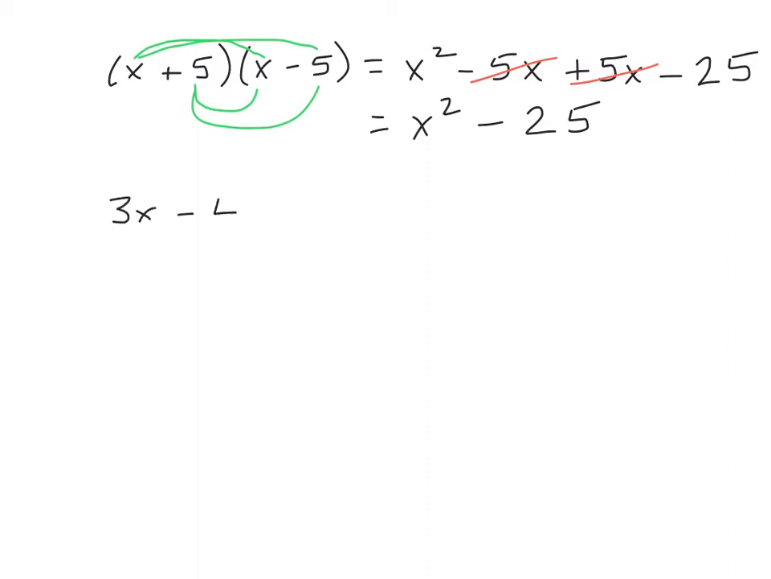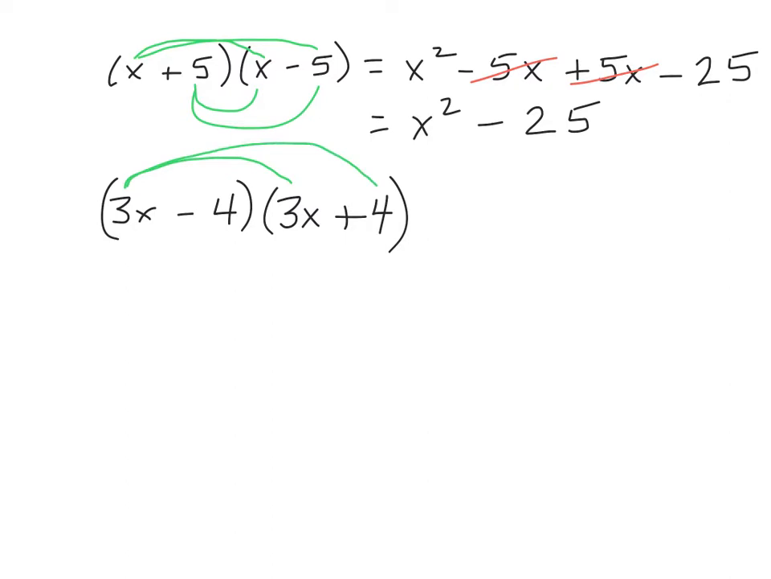3x minus 4 times 3x plus 4. Same process. We're going to distribute 3x in the first set of parentheses through the second set of parentheses, and then we'll distribute the negative 4 through the second set of parentheses.